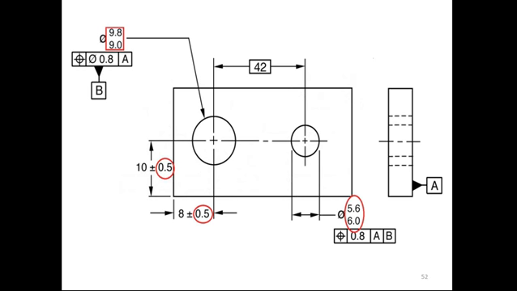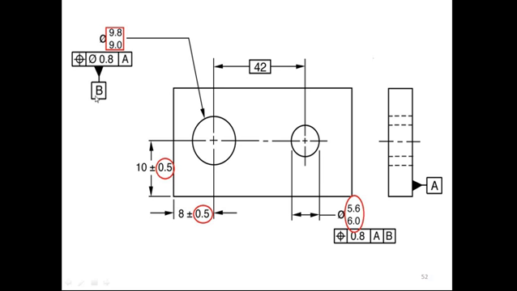Here I have shown one very simple example. It is a plate, and in this plate there are two drilled holes. For these two holes we want to give a position tolerance, or GD&T. The symbols we have shown here are called geometric dimensioning and tolerancing symbols. So what is the meaning of this? I'm going to tell you.